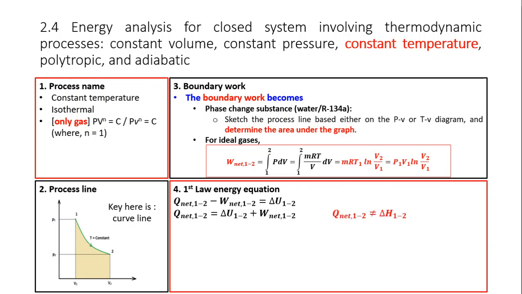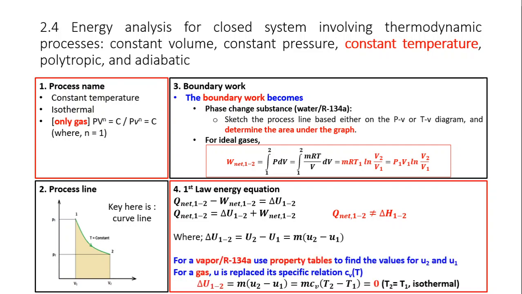For the first law energy equation, remember to write the general equation first and then rearrange the equation to find the amount of heat transfer for this process. Remember to expand the equation for delta U, and from here, students should know how to find the change in specific internal energy based on the substance. However, for gases, since the temperature is constant, delta U here is equal to 0.